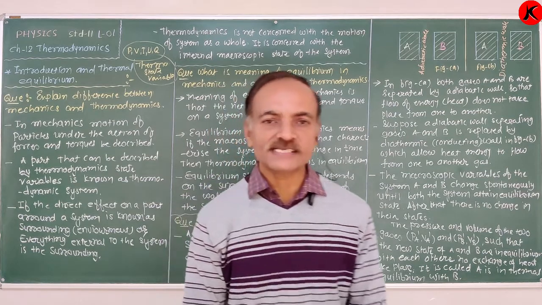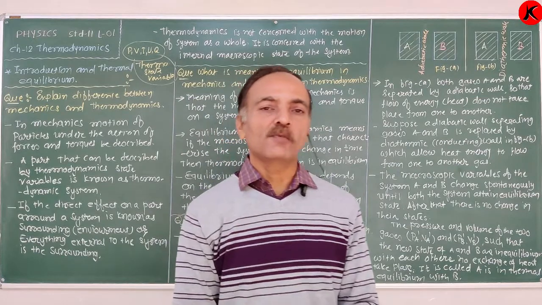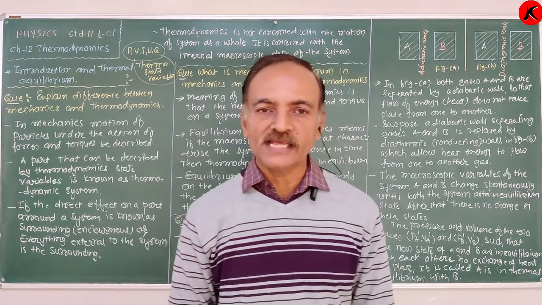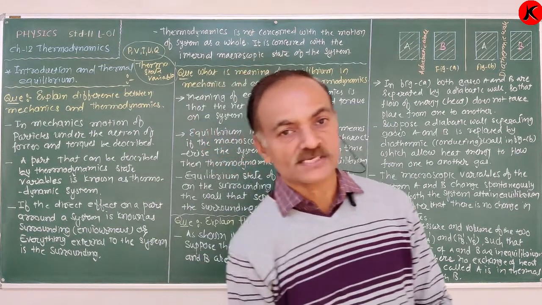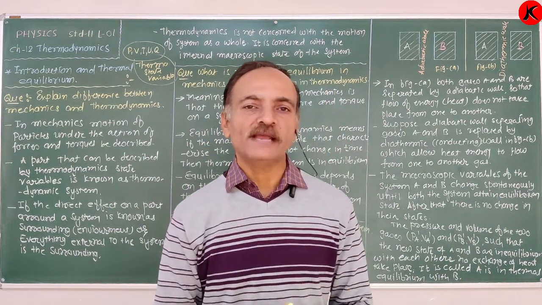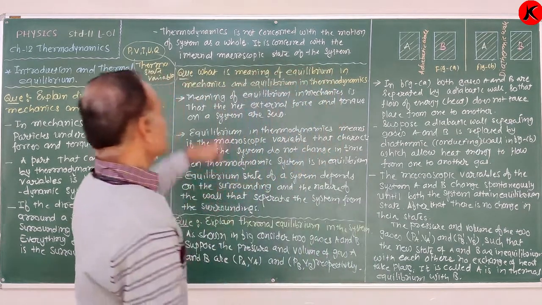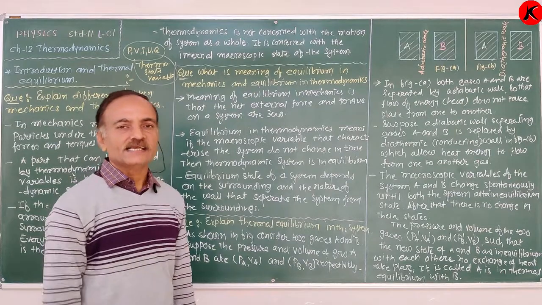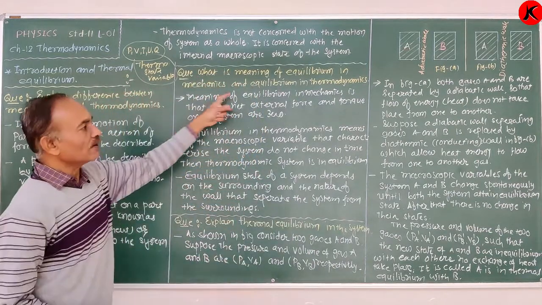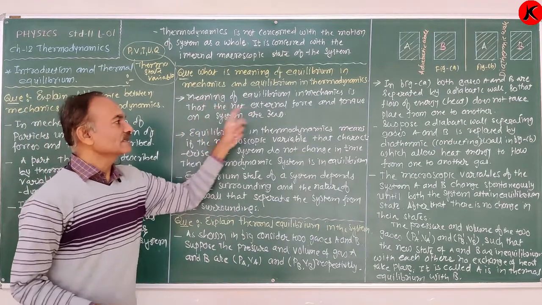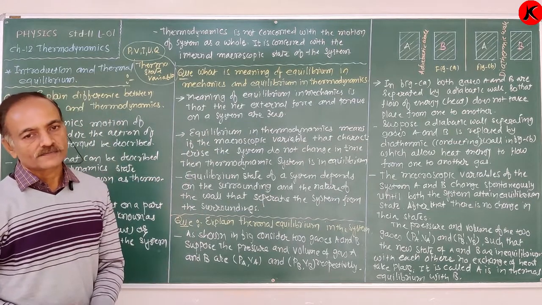If there is no external force acting on a body, the state of the body remains constant. If the body is stationary, it remains stationary, and if the body is moving with constant speed, its speed also remains constant. Clear this? So in this situation, we can say that the body is in mechanical equilibrium. Again, the meaning of equilibrium in mechanics is that the external force or external torque on a system is zero.